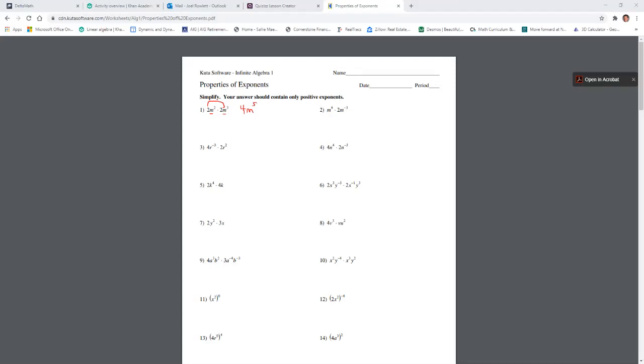Let's look at problem number 3. On problem number 3, again, we're multiplying. So I'm going to multiply 4 times 2, and that would give me 8. And then I'm going to multiply these two together because they have the same base. Both of those are base r. So I keep the base, and I have to add the exponents. And negative 3 plus 2 is negative 1, right? Negative 3 plus 2 is negative 1.